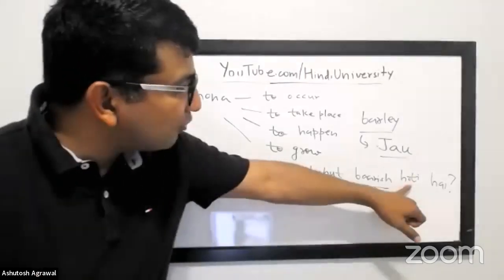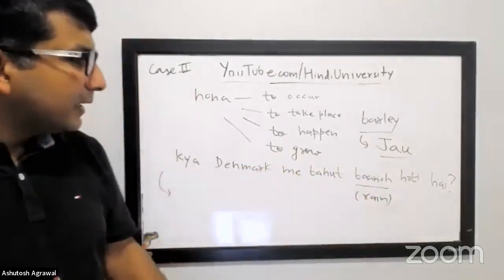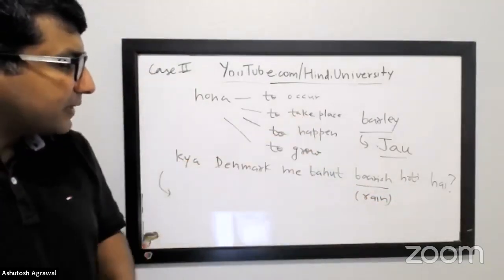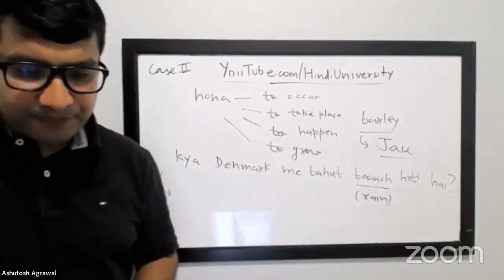I'm still using the form of Hona because barish is feminine. Okay, in this case, it's basically "to take place," right? It will happen, right? So, क्या डेनमार्क में बहुत बारिश होती है?